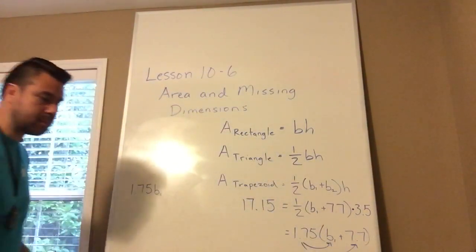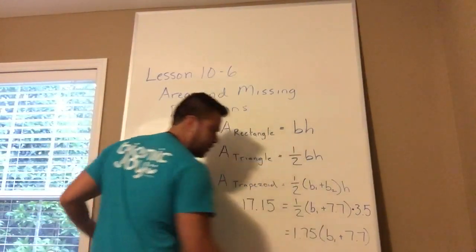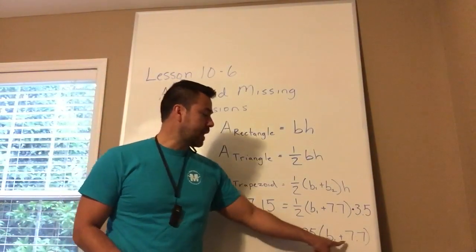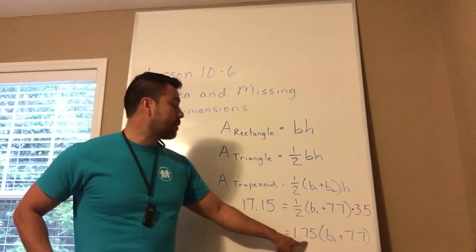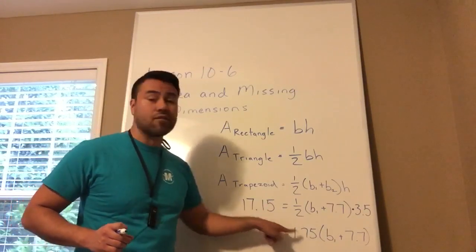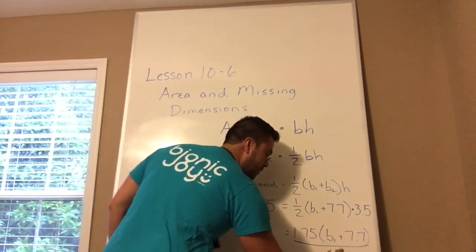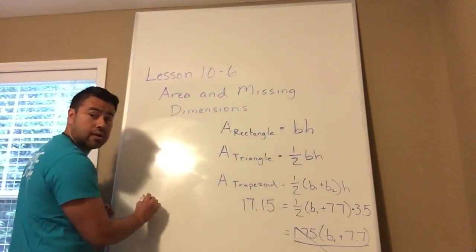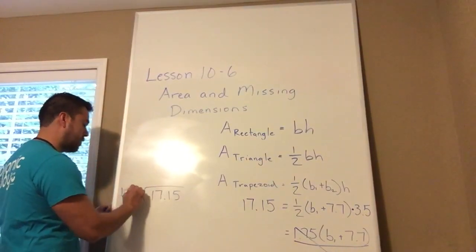Oh, actually, you know what? Let's make this easier, guys. Because then we're going to have to divide and multiply decimals multiple times. Okay, I'm trying to find b sub 1, right? It's being added with 7.7 and multiplied by 1.75. So I'm going to undo what's happening. I'm going to divide both sides by 1.75 because that's going to get rid of this. So if I divide this side by 1.75, then you can see that these will get canceled out. So 17.15 divided by 1.75. That's what I'm going to do.